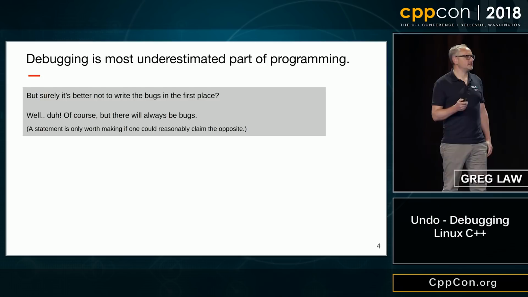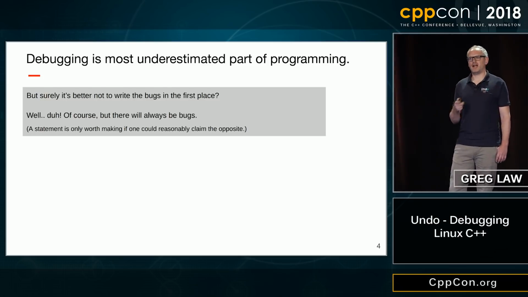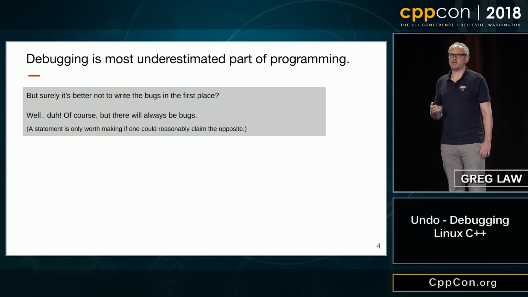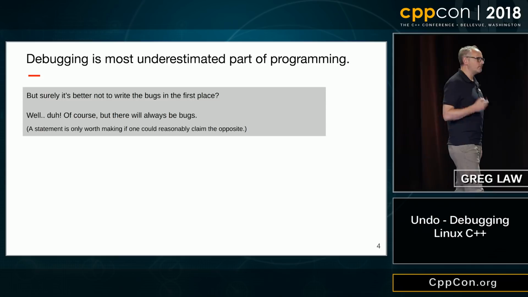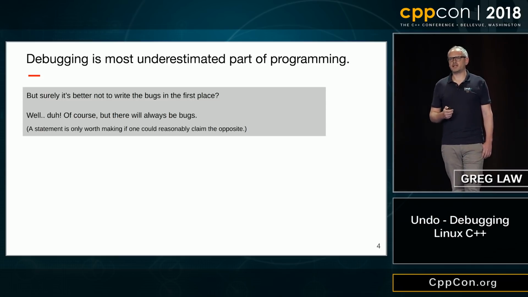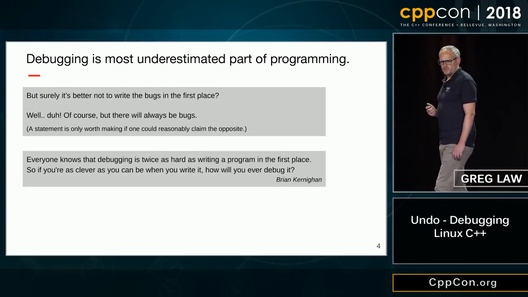I think a nice test of whether a statement is worth making is, would the opposite of that statement be in any way sensible? And clearly not in this case. So obviously it's better to avoid writing the bugs in the first place, and prevention is always better than cure. But whatever prevention you do, you're going to need cure. And when it comes to programming, you're going to need quite a lot of it.